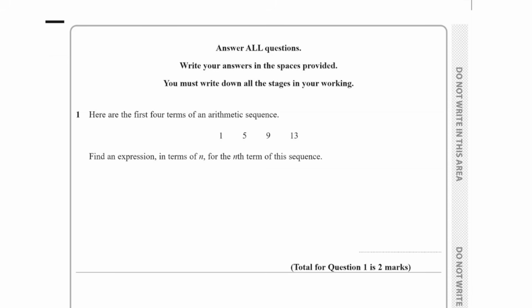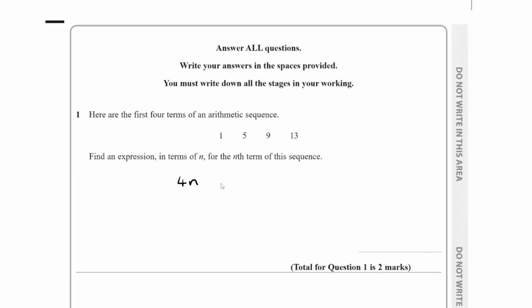Question 1. Here are the first four terms of an arithmetic sequence: 1, 5, 9, 13. Find an expression in terms of n for the nth term of this sequence for 2 marks. So an arithmetic sequence means there's the same difference every time, so I like to just work that out. You can see that that's 4 every time. That difference I like to put in front of n, so 4n.